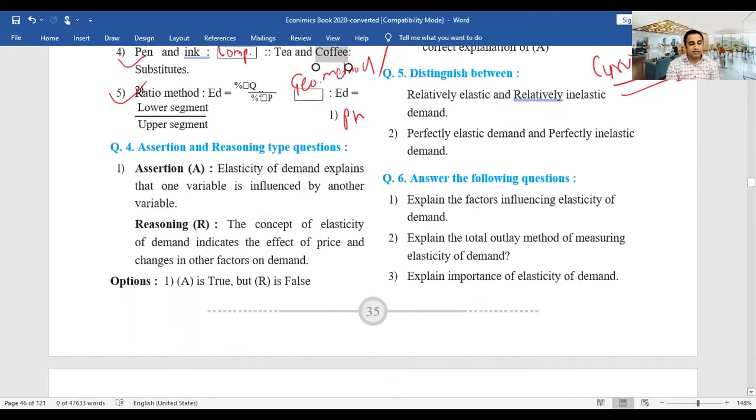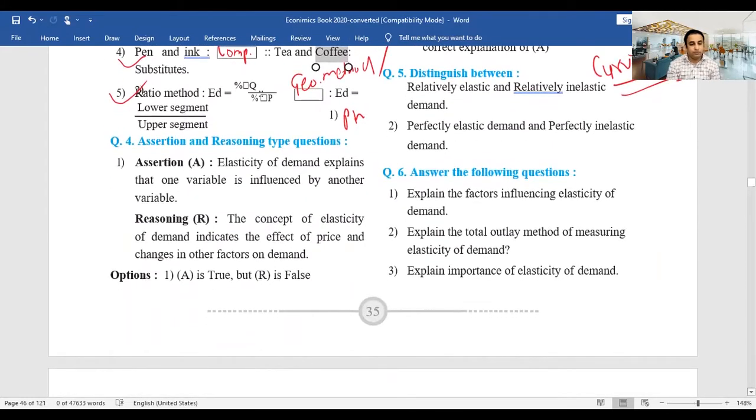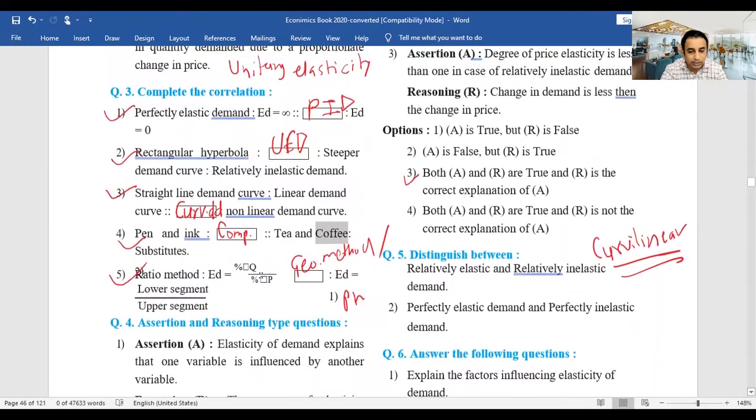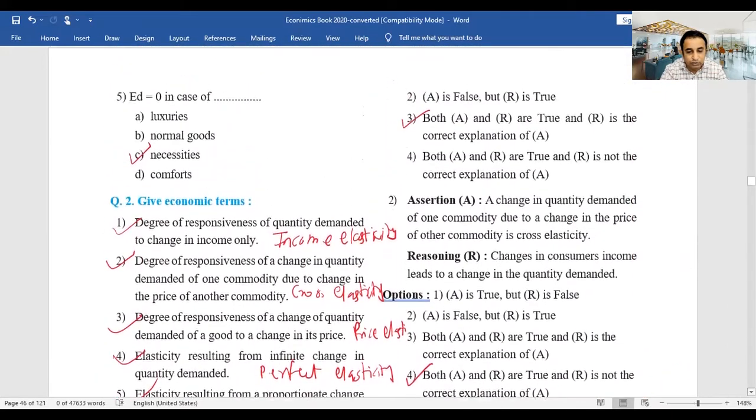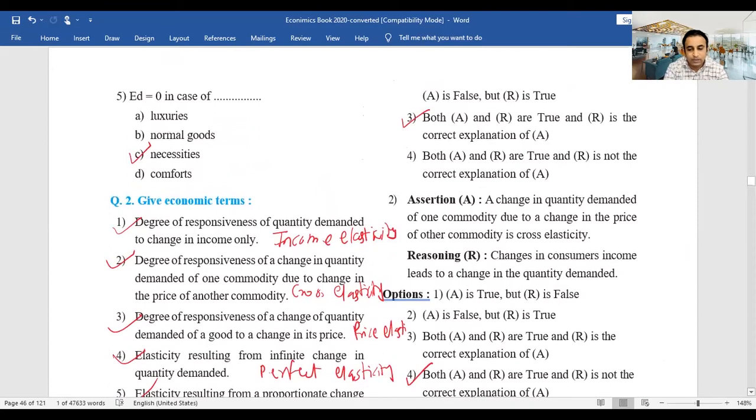Next is assertion and reasoning type questions. Question number 4. बघा, first statement आहे, elasticity of demand explains that one variable is influenced by another variable. The concept of elasticity of demand indicates the effect of price and changes in the other factors on demand. So here we can say that both A and R are true and R is the correct explanation of A. So option number 3 याच्यामध्ये correct आहे.